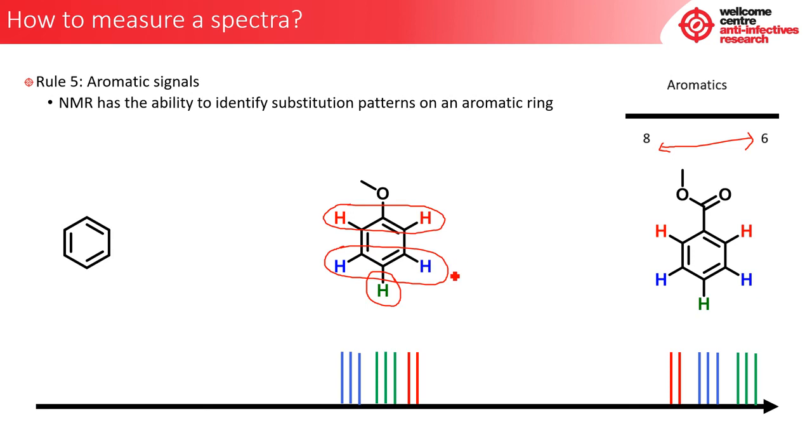So the splitting is identical. Look at the splitting. The red contains 2, the green contains 3, and the blue contains 3. The same as can be found in this example here. However, look at the order. Why has the order changed? And this is where we start to look at electronics.